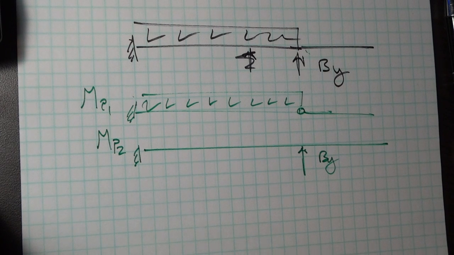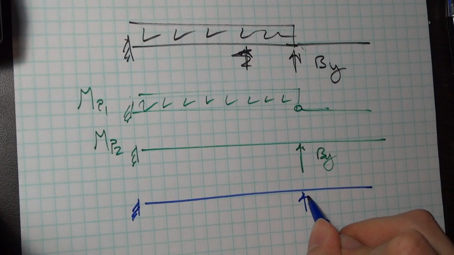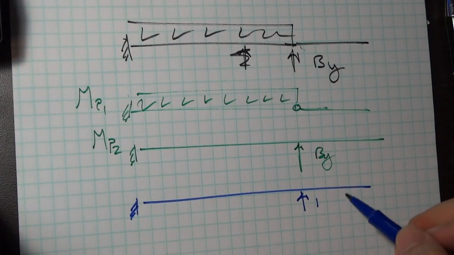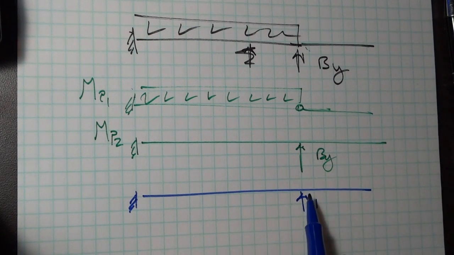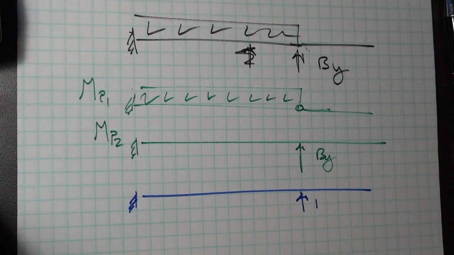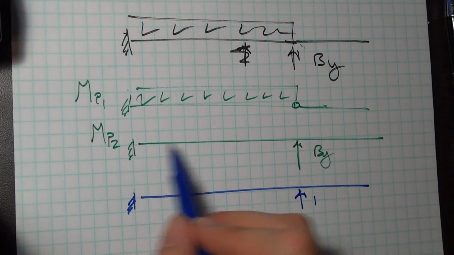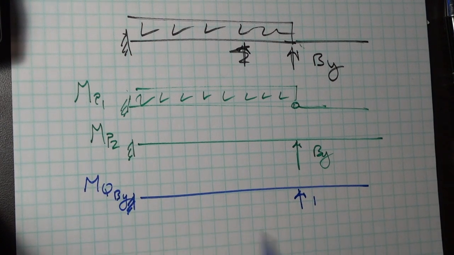My Q system is going to be very similar. It's just going to be this one divided by By. And so this is my MQBY system.